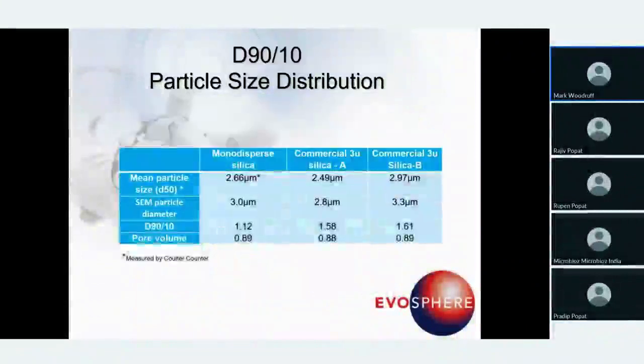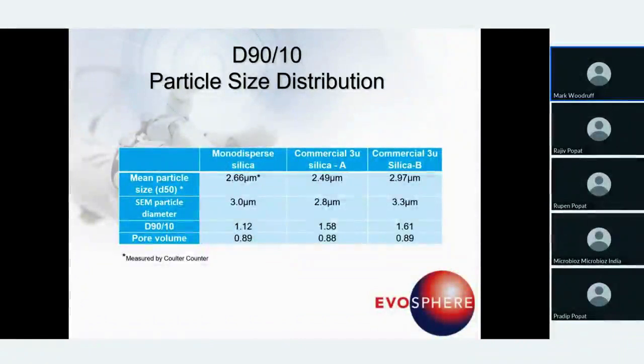If you look at the actual numbers, there are multiple ways of measuring this. So I've shown 2 ways of doing this. One of them is by Coulter counter measurement. So that measures D90/10 of that Gaussian distribution peak. The other way of measuring these particles is to physically look at them under SEM. And again, you get very slightly different results between measuring them on a Coulter counter or measuring them by SEM. But the important factor that comes out of this is that the 2 commercial 3 micron silicas that I've labeled as A and B both have a D90/10.